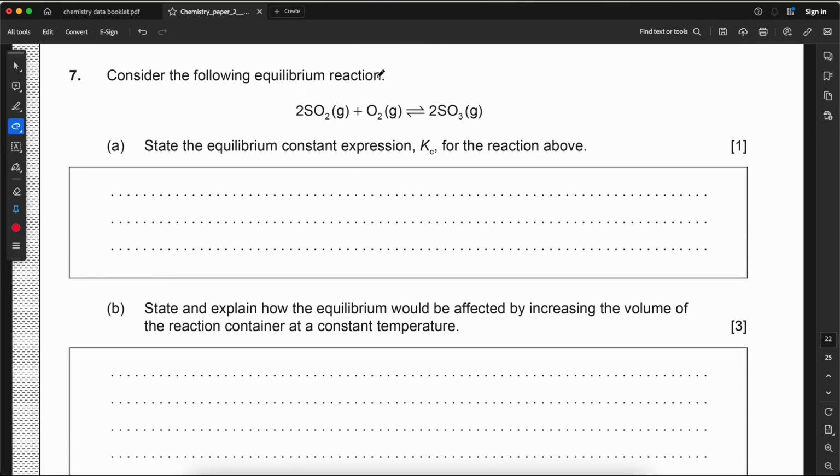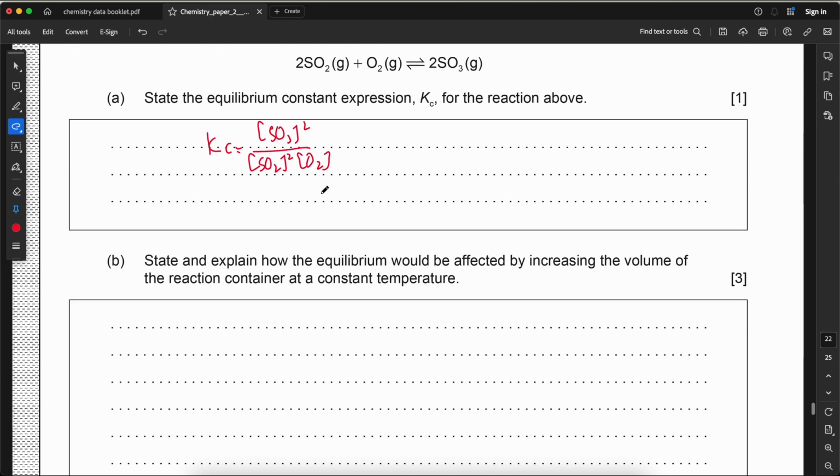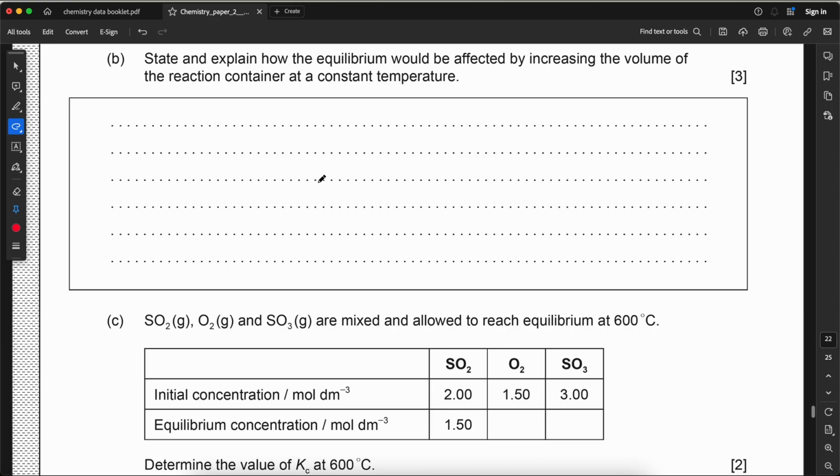Consider the following equilibrium reaction. State the equilibrium constant. Kc would be [SO₃]² over [SO₂]²[O₂]. State and explain how the equilibrium would be affected by increasing the volume of the reaction container at a constant temperature. So P is inversely proportional to 1 over V. Okay, inversely proportional to volume.